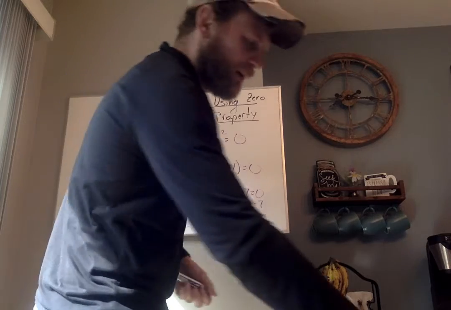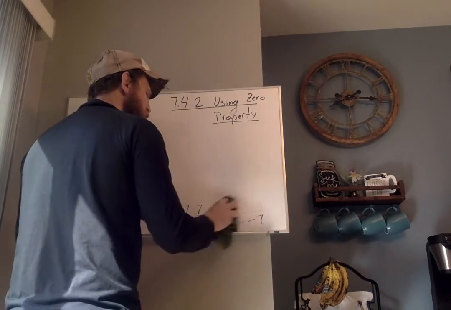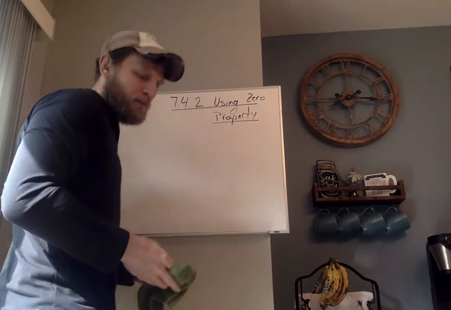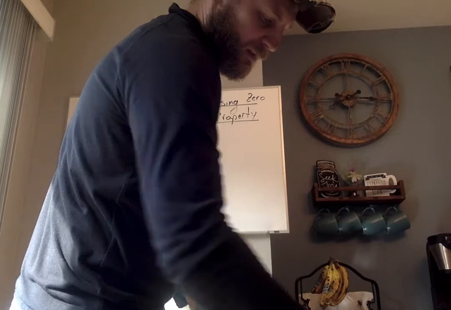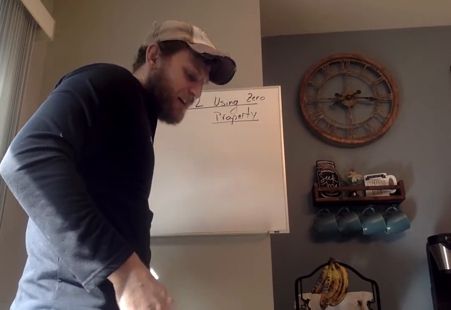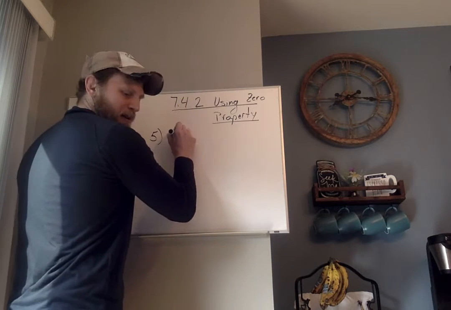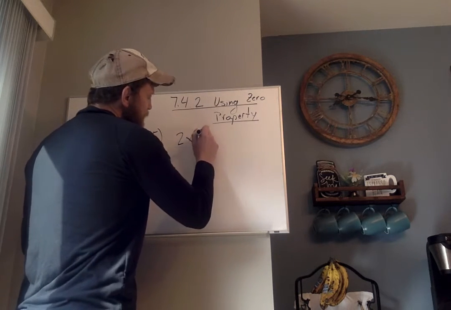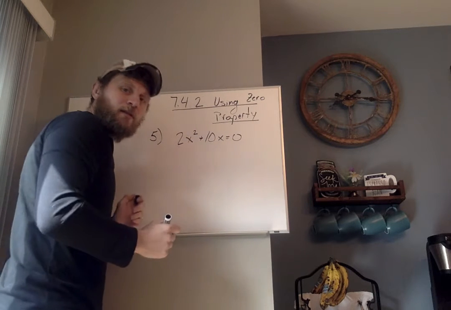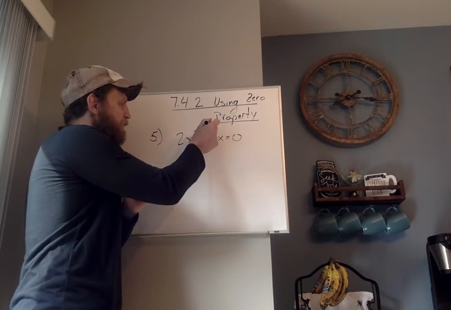Now things get a little trickier. How do I do a question like number 5? Number 5 is 2x squared plus 10x equals 0. Now what we have to do is what we were doing in 7.4.1 and apply it to this. So I'm going to factor.